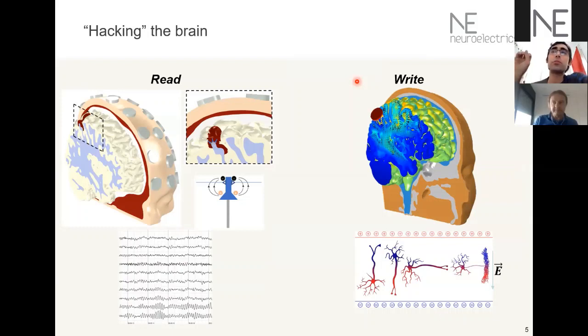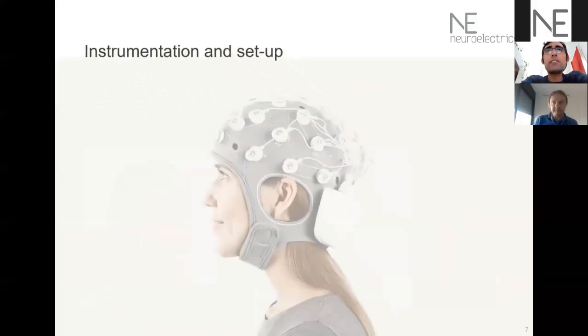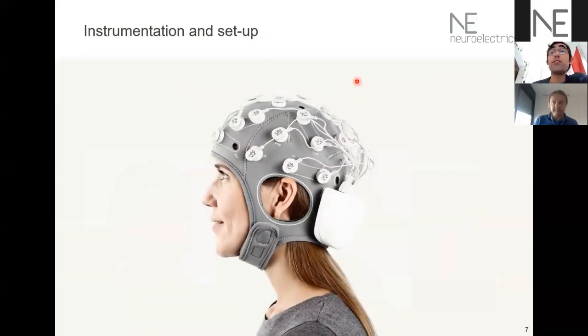With electrodes placed on the scalp, we can use those electrodes to generate an electric field that will influence the membrane potential of the neurons. Now, I will explain exactly how this electric field will influence the state of the neurons in the next couple of slides. But before we do that, I would like to go over the instrumentation and the setup for this technique. So basically, you will need the following components.